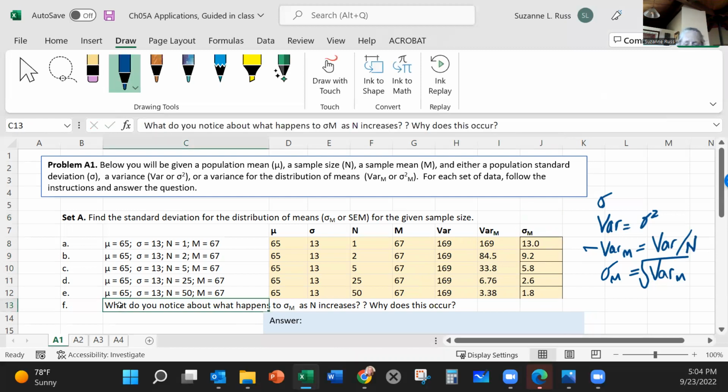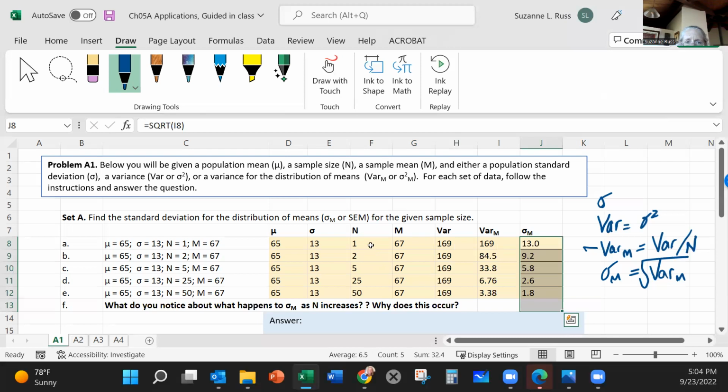So now we're asked to answer a question. I'll highlight it. What do I notice happens to the standard deviation for the distribution of means right here as n increases right here? And so I'm going to look in these two columns and compare them. And this is for you to look and compare. And so I'm actually going to record the answer for us. So what I see is that as n gets bigger, it looks like the standard deviation for the distribution of means gets smaller. So I'm going to write that down.